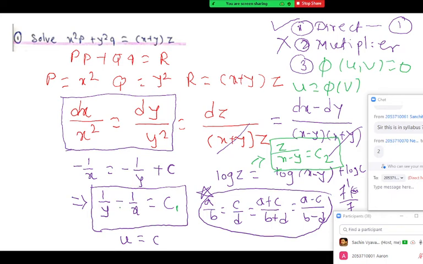So you just have to replace the value of u. This u is 1 by y minus 1 by x. I will show you all these things one by one.